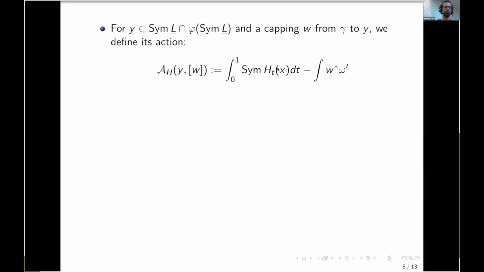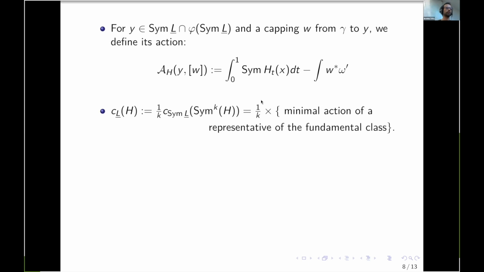Here, X is the point we chose on our Lagrangian. And so this term is just added to make the action functional more natural. As if we change the point we choose X, then the capping will also change, but the difference would stay the same. So the action does not depend on the choice of reference point X.